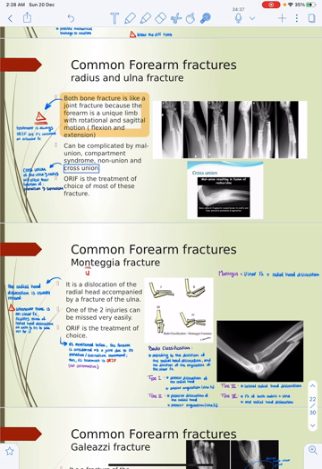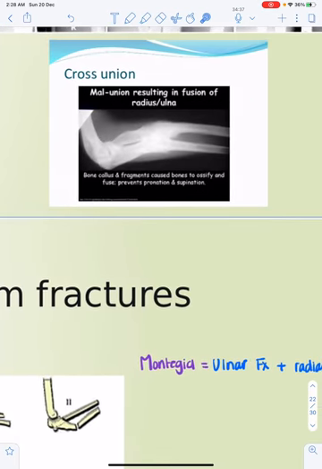Now let's talk about complications. One of the most common complications of fractures of the radius or the ulna, there is malunion and non-union and everything else, and compartment syndrome, but the most common complication is cross-union. What's cross-union? As you can see in this picture.